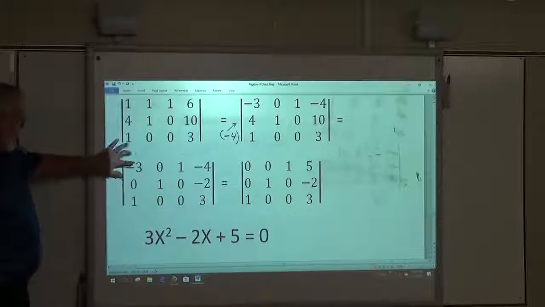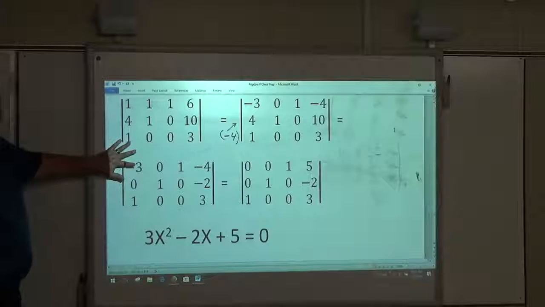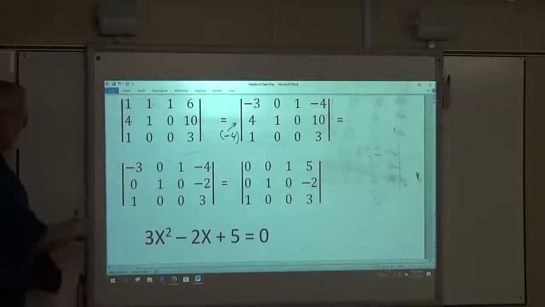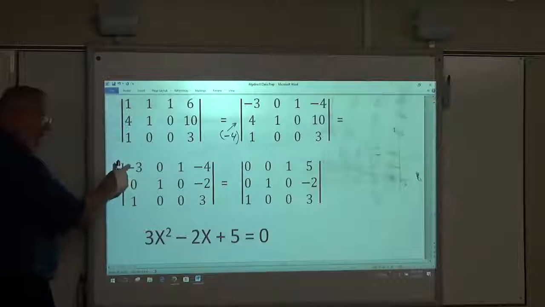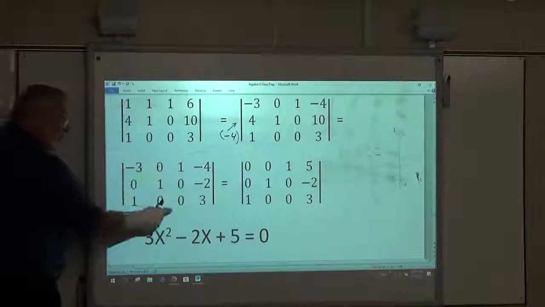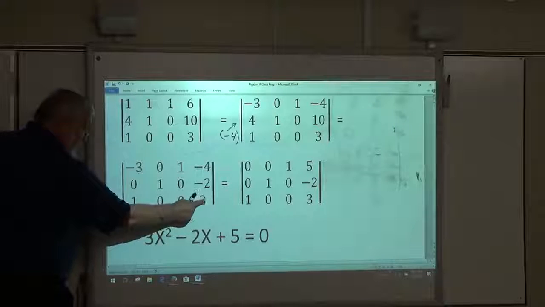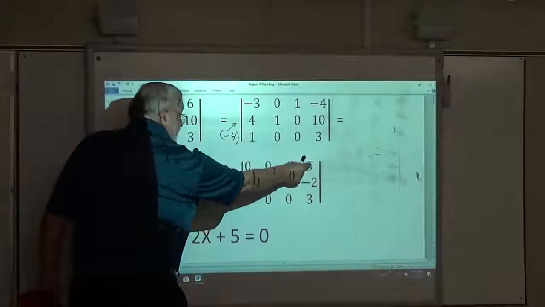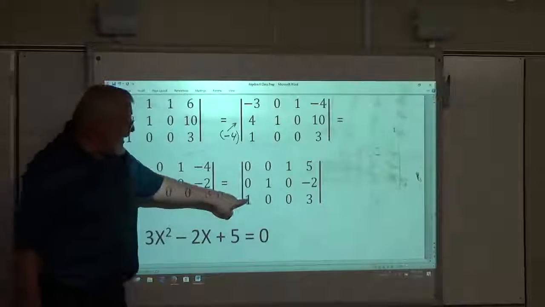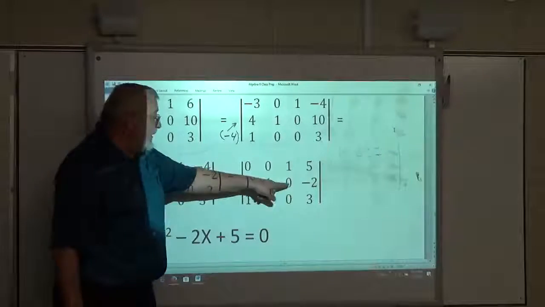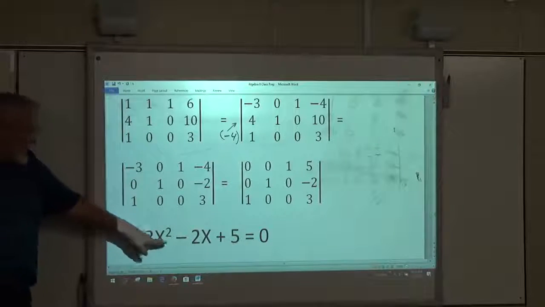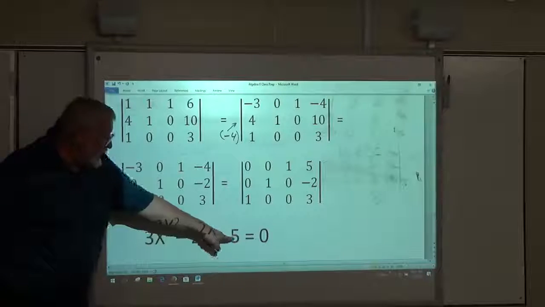So then the only thing I got to do is get a 0 right here. How do I do that? I take this one, multiply it by 3, and add it to that one. Alright, so 3 times 1 plus that is 0. 0 plus 0. 0 plus 1 is 1. 3 times this is 9. 9 plus -4 is 5. And now my A is 3. My B is -2. My C is 5. And so there's my A of 3, there's my B of -2, and there's my C of 5.